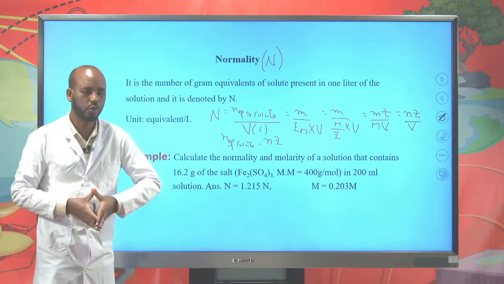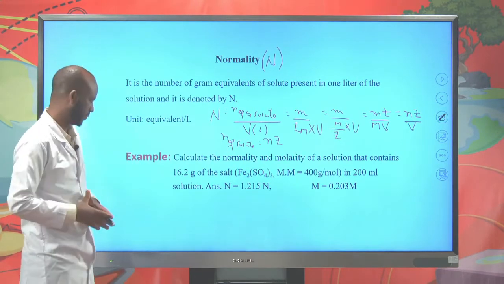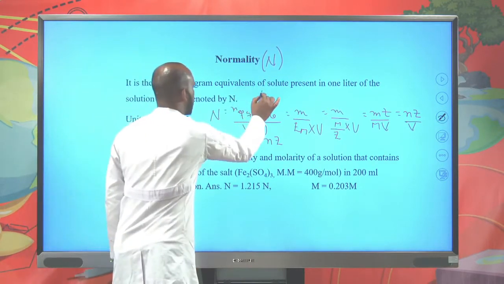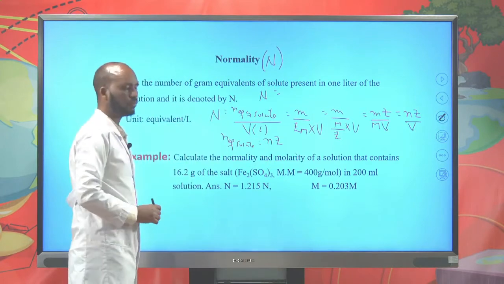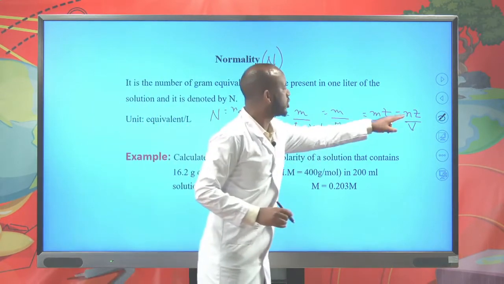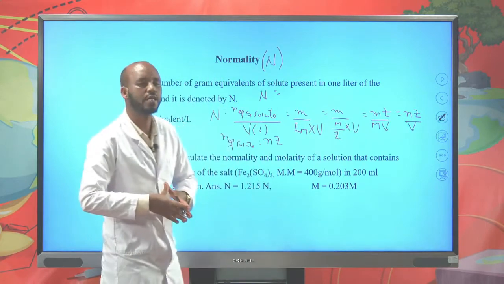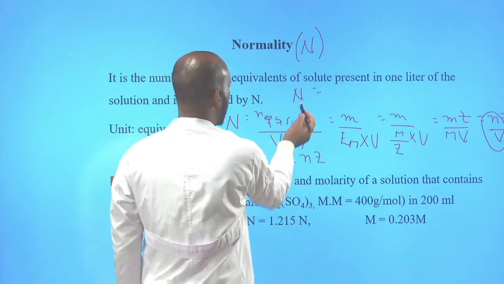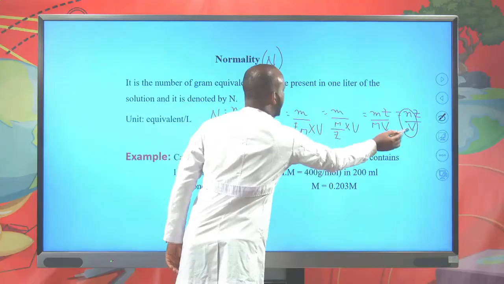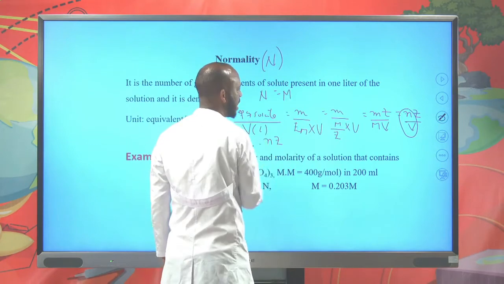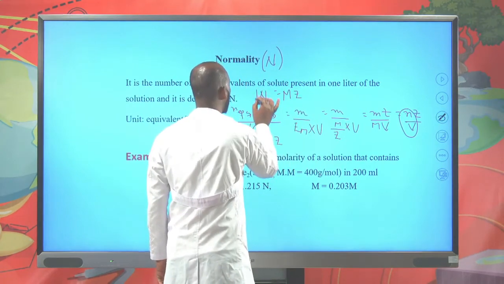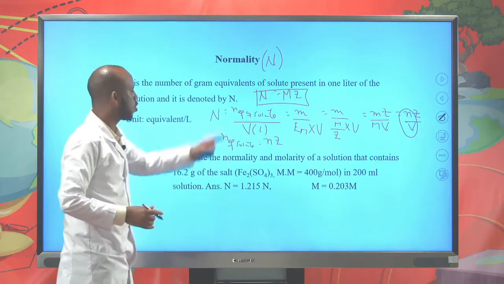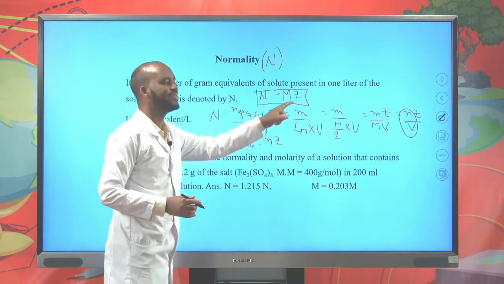What is the relation between normality and molarity? Normality equals number of moles of solute divided by volume, which is the molarity of the solution, times Z. This is the relation between normality and molarity: normality equals molarity times Z.